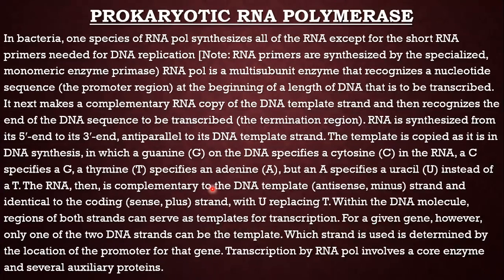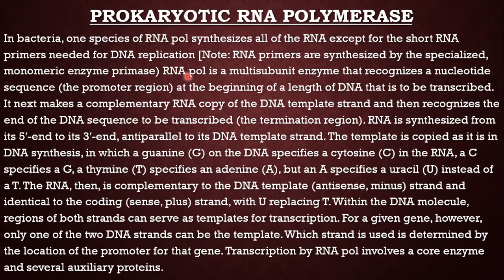Now let's start with this overview. In bacteria or prokaryotes, one species of RNA polymerase synthesizes all the RNA. Okay, so only one species of RNA polymerase will be needed to synthesize, be it messenger RNA, transfer RNA, or ribosomal RNA. But we have one RNA which is not synthesized by this RNA polymerase. That is the short RNA primers, which are usually required in DNA replication. Remember, they were being synthesized by the primase. Remember, the primase was a DNA-dependent RNA polymerase, and it was a monomeric enzyme.